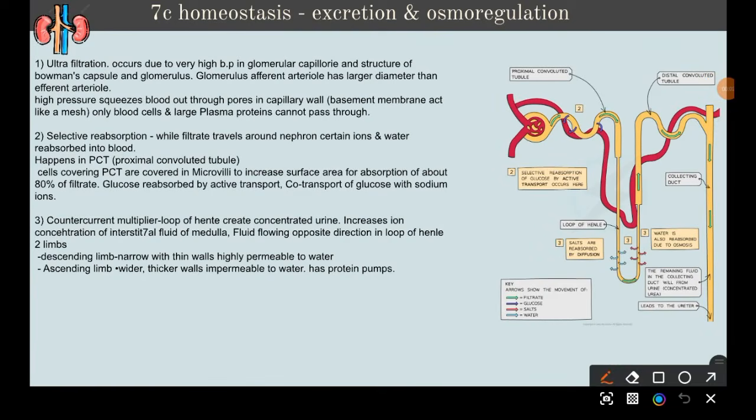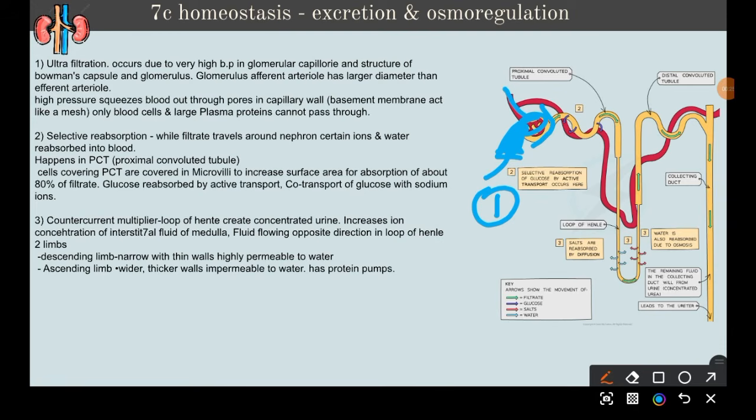The first thing that happens to the blood coming through from the afferent arteriole, the bigger one, is it's ultrafiltrated. Ultrafiltration occurs here between the glomerulus and the Bowman's capsule. So this is the first step.